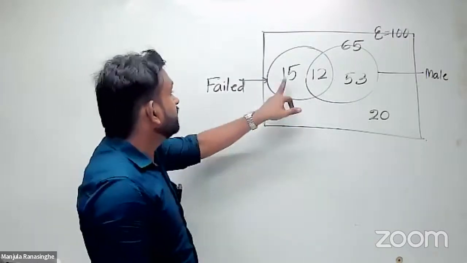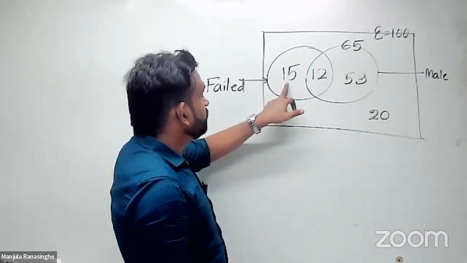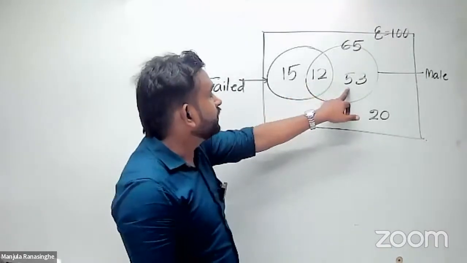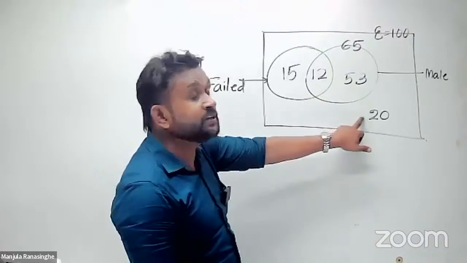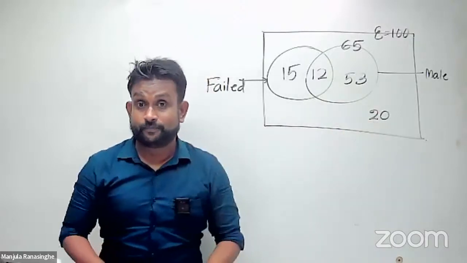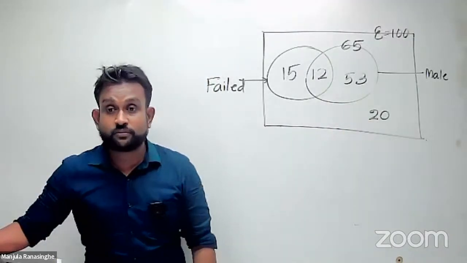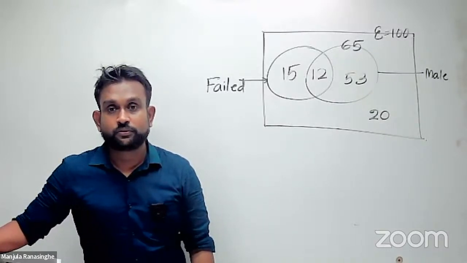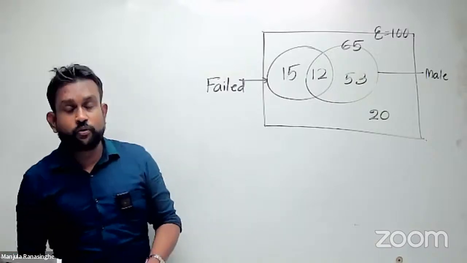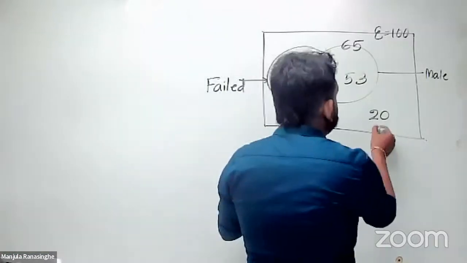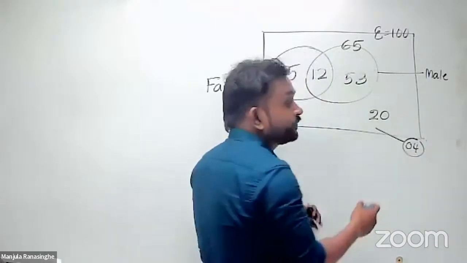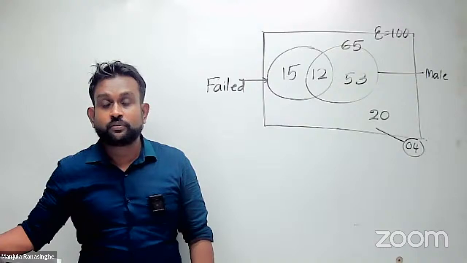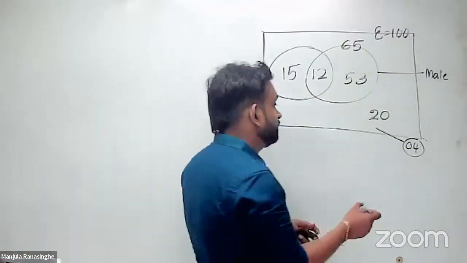Understand the regions here. Female failed, here male failed, and here male pass, and here female pass. Okay, now check the questions. Represent the above information in the Venn diagram. You have 4 marks there. Okay, part 2, shade the region. So here 3 marks there.